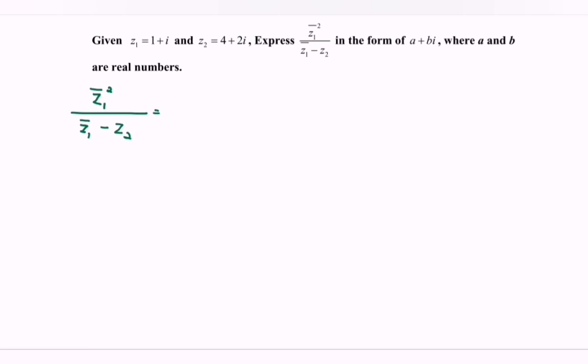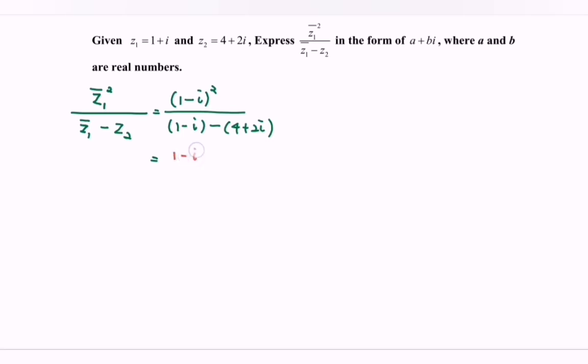First, we focus on z sub 1. Here we have the conjugate, so 1 minus i, in brackets, then we have the square, over, continuing, the z sub 1 again. For this part, kindly take note, it is the conjugate of z sub 1, so 1 minus i, in brackets, then minus z sub 2, which is 4 plus 2i. For the upper part, the numerator, we have to expand.